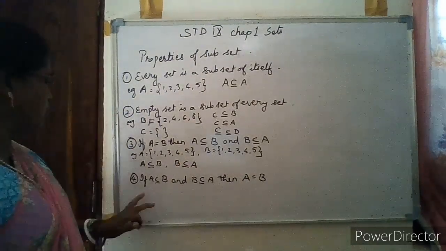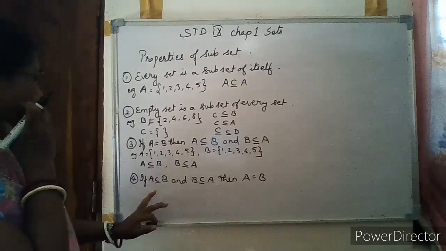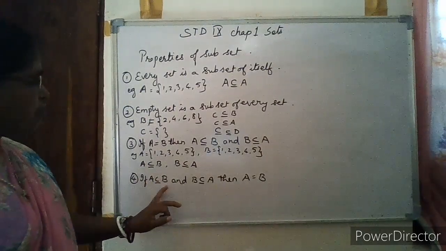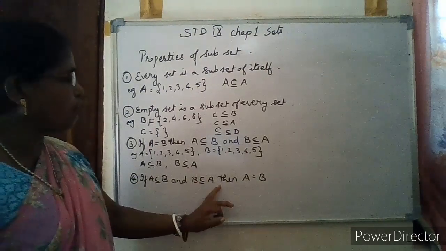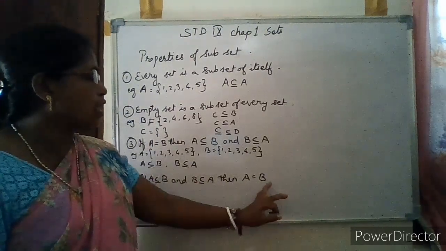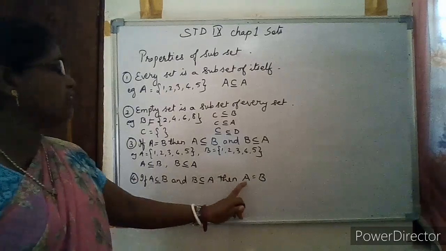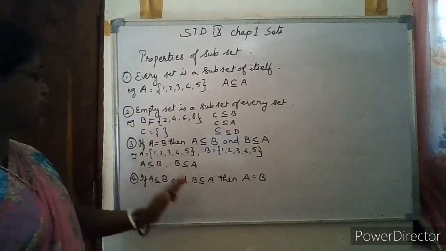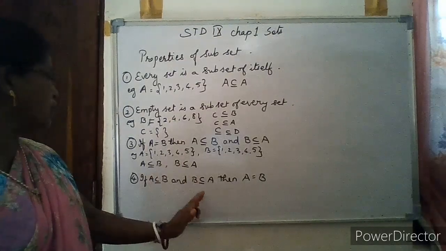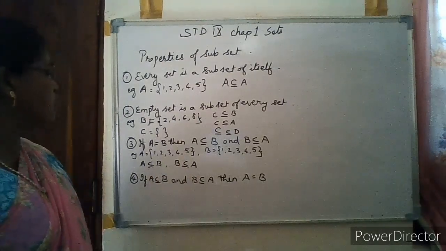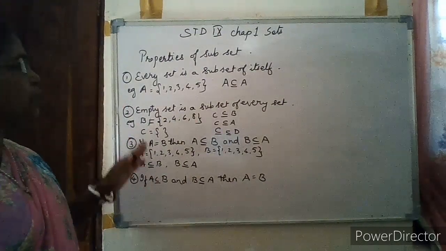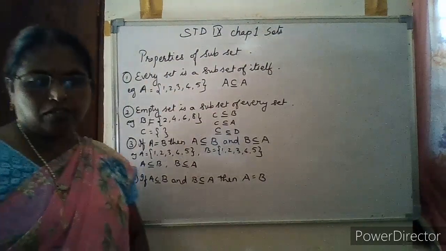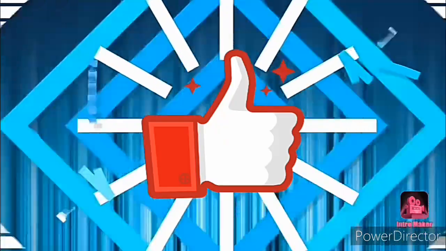Just the opposite is the fourth property. If it is given that set A is a subset of B and B is a subset of A, then we can say that both the sets are equal sets. So this is the property. The same example can be related to this property also. So these are the four properties of subsets with examples.